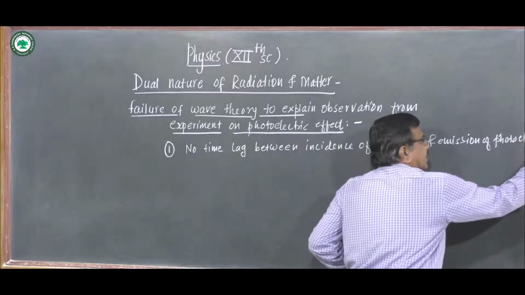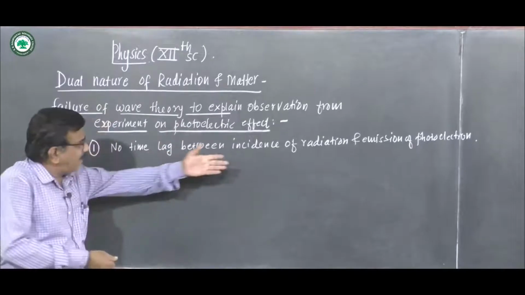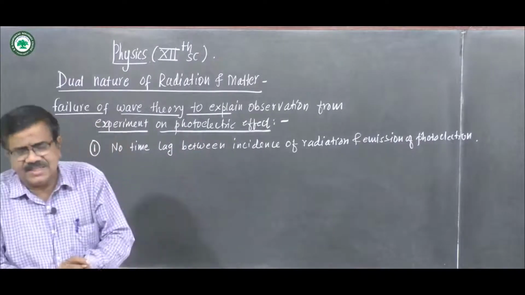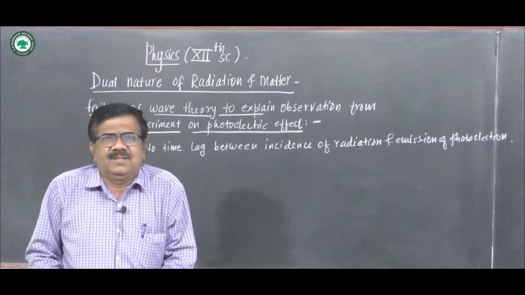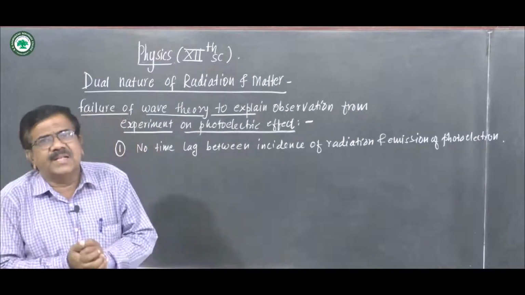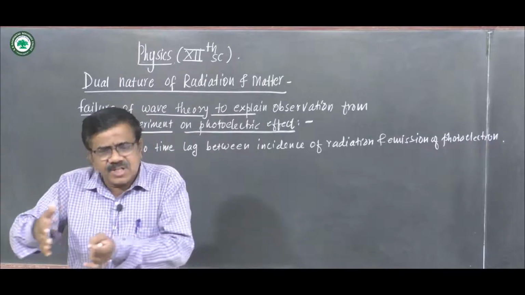It means, according to that experimental observation, there is no time lag between the incidence of radiation and emission of photoelectrons. It means the photoelectric emission is an instantaneous process. As soon as light is incident, photoelectrons are emitted, or as soon as light is stopped, photoelectric emission also stops.